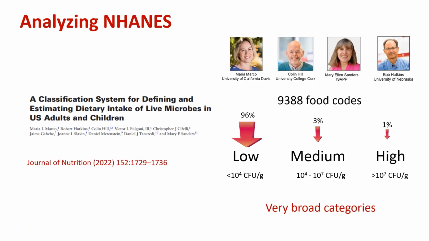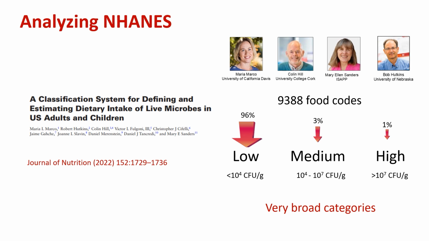What we did in this paper that you see listed here, that was published last year, was people like Maria Marco, Mary Ellen Sanders, Bob Hutkins, and myself. We assigned each of the 9,388 food codes to a microbial category: low, medium, or high. And these are very broad categories, low being under 10 to the 4 CFU per gram or per mil of the food, medium being 10 to the 4 to 10 to the 7, and high being above 10 to the 7. And we did this in a kind of round robin process, but it is the informed opinion, I suppose, of these 4 people.